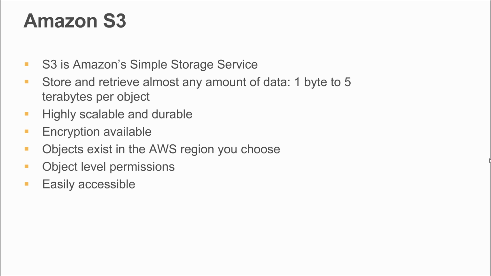S3 is different than EBS. S3 is an object store, so it allows you to store binary objects. Think of them like files or basically other kinds of data that's organized in an object. You can store pretty much any amount of data inside of S3. The minimum size of an object is 1 byte, and the maximum size of an object is 5 terabytes. And you can actually store as many objects as you want. So customers could be storing petabytes and petabytes of data inside of S3 if you want.